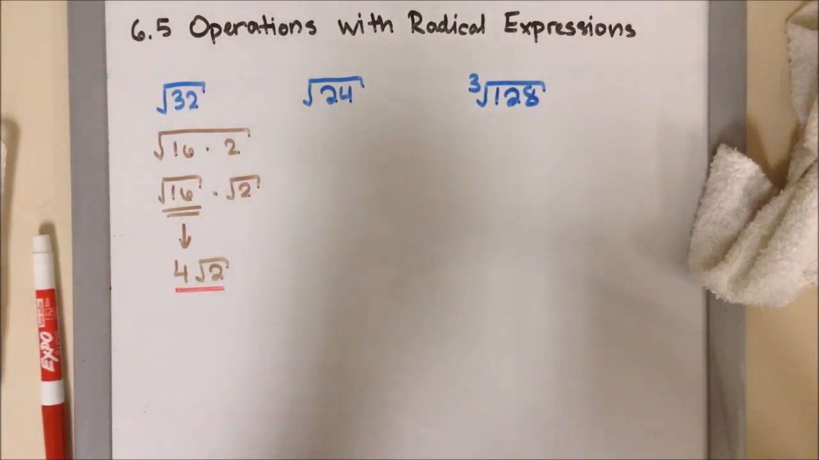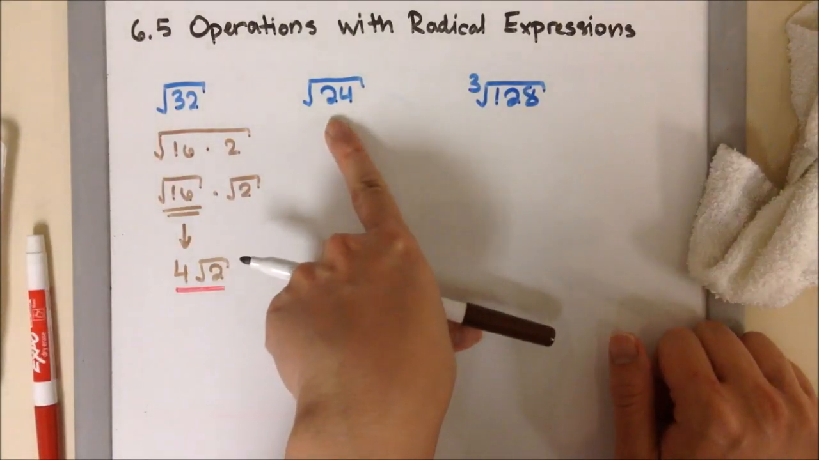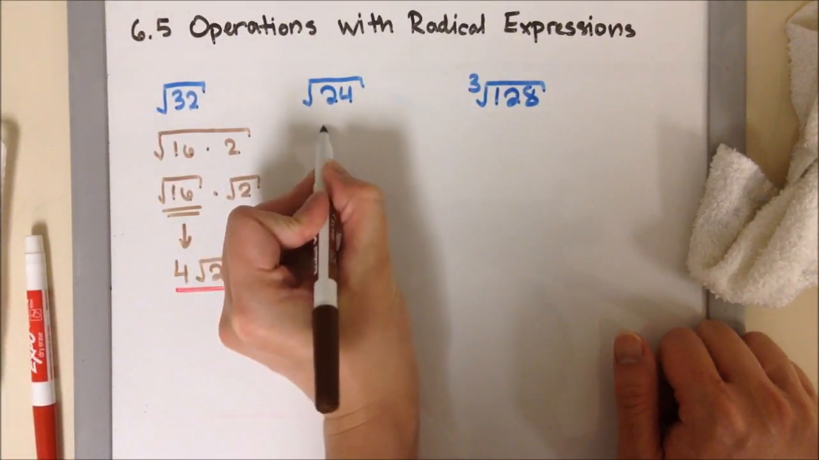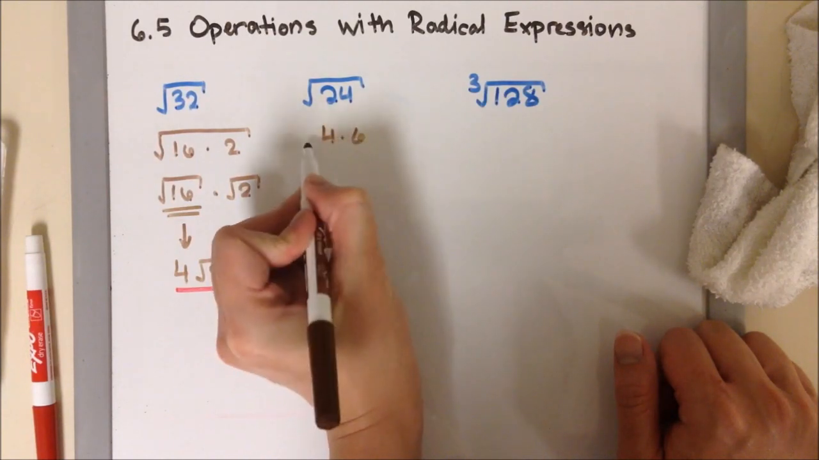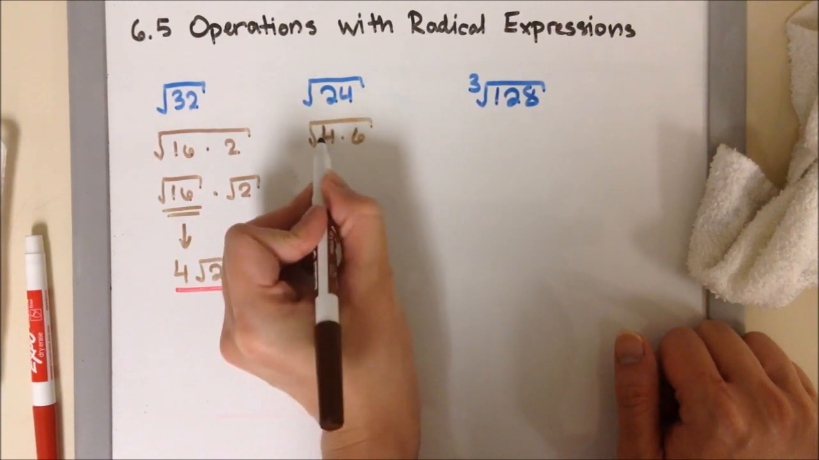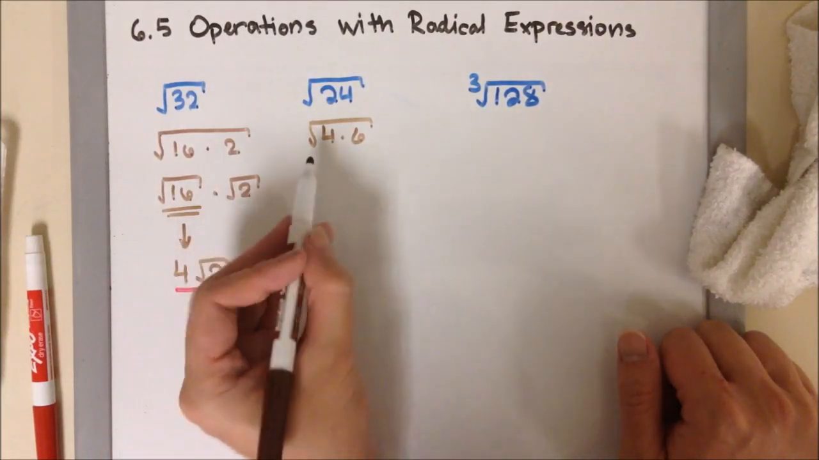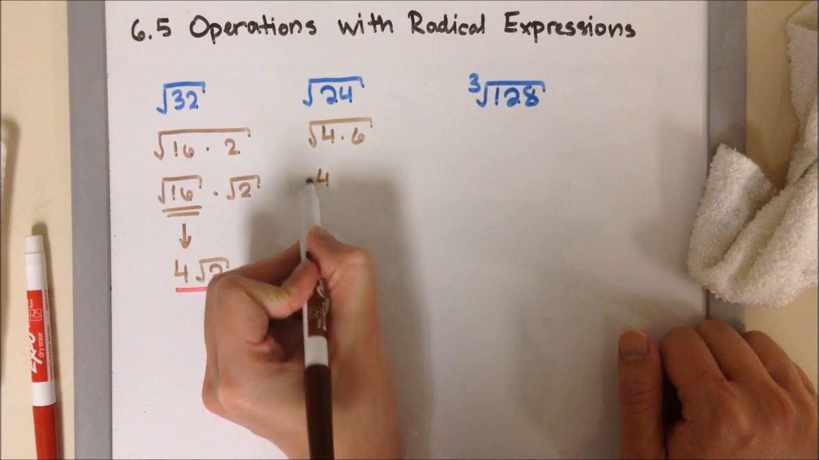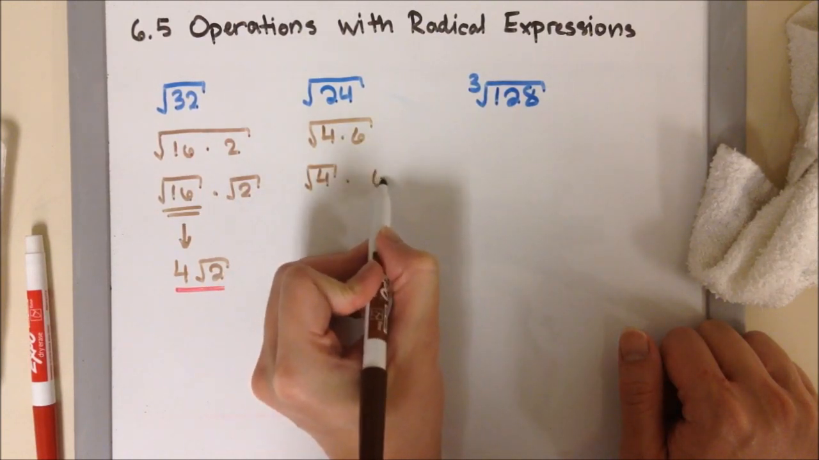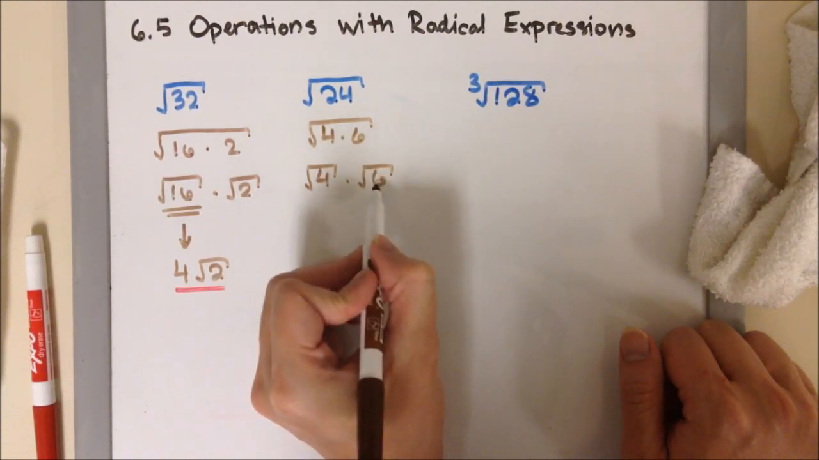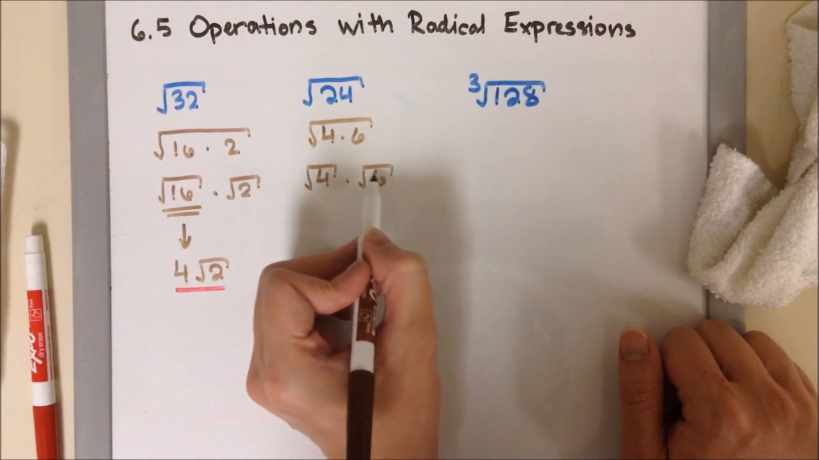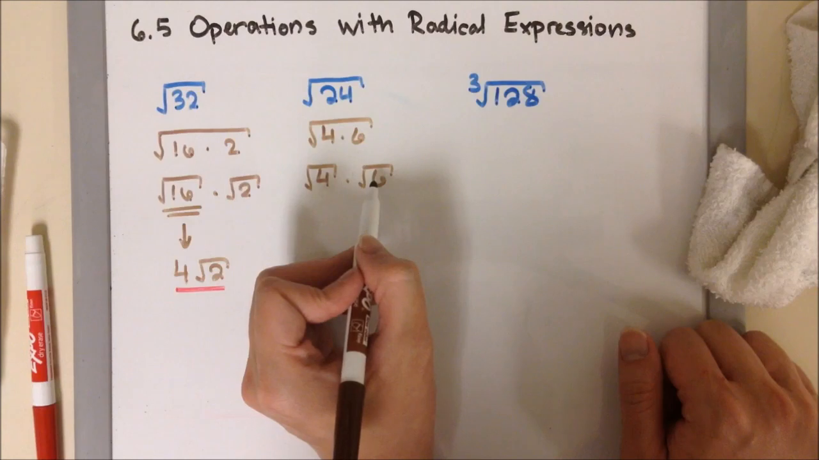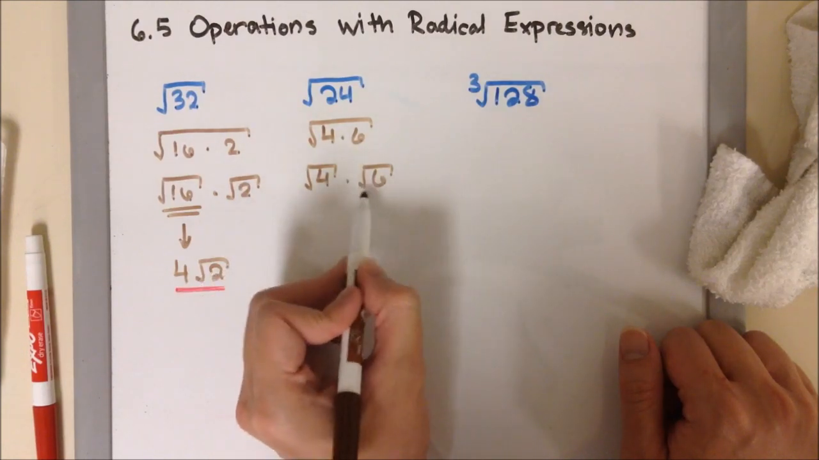Alright, let's do the same thing for square root of 24. I can break this down into 4 and 6. And again, the reason I'm using these two numbers is because 4 is a perfect square number. Since they're multiplying, I can break it down into square root of 4 times square root of 6. Now, I cannot break down square root of 6 because the factors for 6 would be 2 and 3. Neither are perfect squares. So I'm just going to leave it as square root of 6.